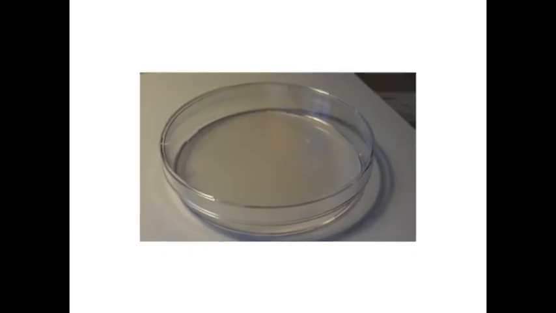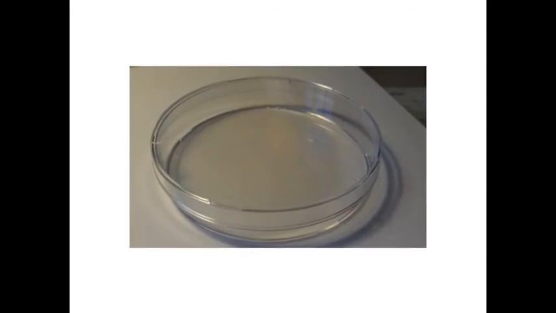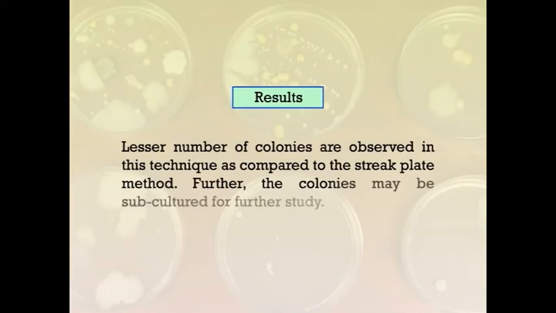Further, the medium is allowed to solidify and it is incubated at 37 degrees Celsius for 24 hours. In the result, a lesser number of colonies are observed in this technique as compared to the streak plate method. Further, the colonies may be subcultured for future use.